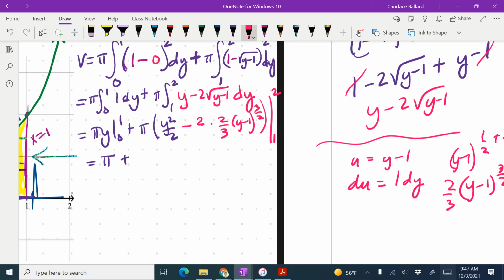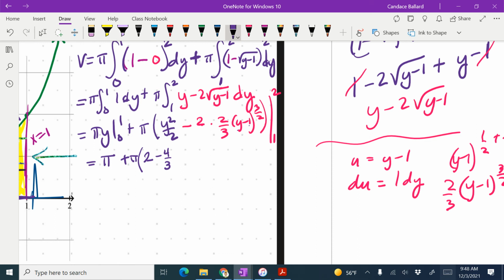Okay, so we're going to plug in the 2. We're going to plug in the 1. And probably that's going to be it. We're probably not going to simplify all the way. All right, so I've got a pi hanging out. Let's see. 2 squared is 4. Divided by 2 is 2. Everybody okay with that train of thought? So 2 squared is 4. Divided by 2 is 2. This thing here is going to just be 4/3. So minus 4/3. 2 minus 1 is what?